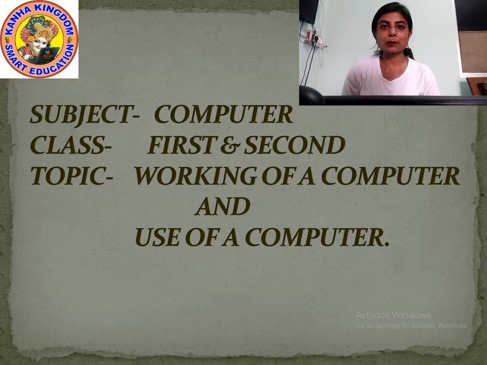computer. Today we will study how does a computer work and where are computers used, in which fields are computers used. So I will tell you the contents of this topic. What are we going to study today? So I'll begin with the contents.